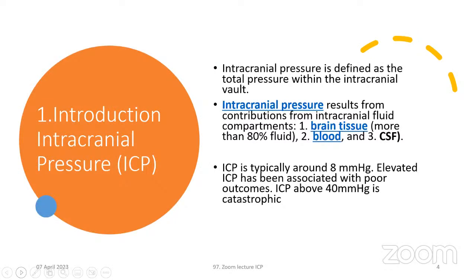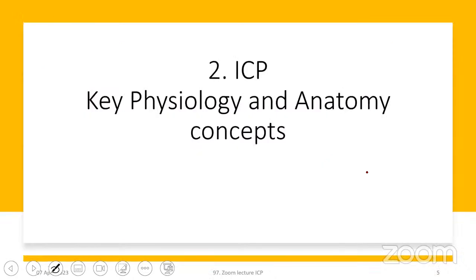Intracranial pressure is defined as the total pressure within the intracranial vault. Intracranial pressure results from the contributions from intracranial fluid compartments like brain tissue, more than 80% of the volume, blood, and CSF. It is typically around 8 millimeters of mercury, and elevated ICP has been associated with poor outcomes. Above 40 millimeters of mercury ICP is catastrophic.